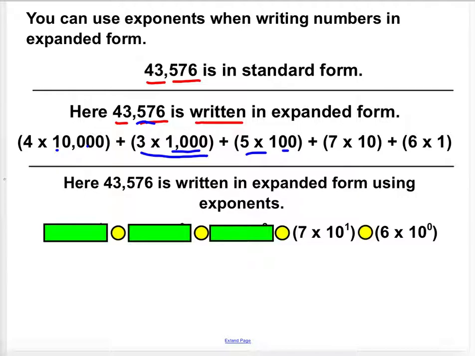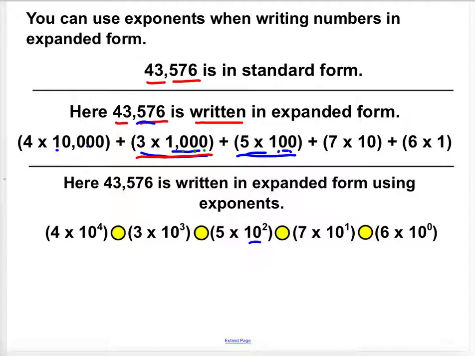Then we know that we can take the 5 in the hundreds place and take 10 as our base, 2 zeros, and write 5 times 10 to the second. Then we have 3 in the thousands place, so we could write it as 3 times 10 to the third power. Then we have 4 in the 10,000s place, and so we could multiply 4 times 10 to the 4th power because there are 4 zeros there, and that's how you would write it in expanded form.